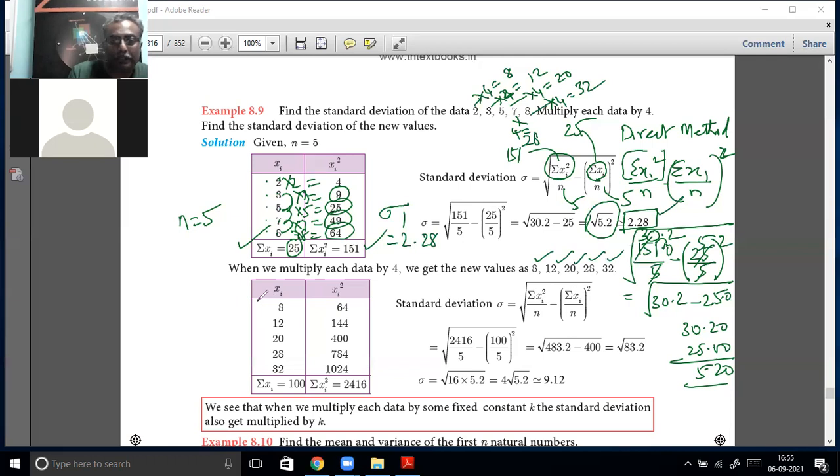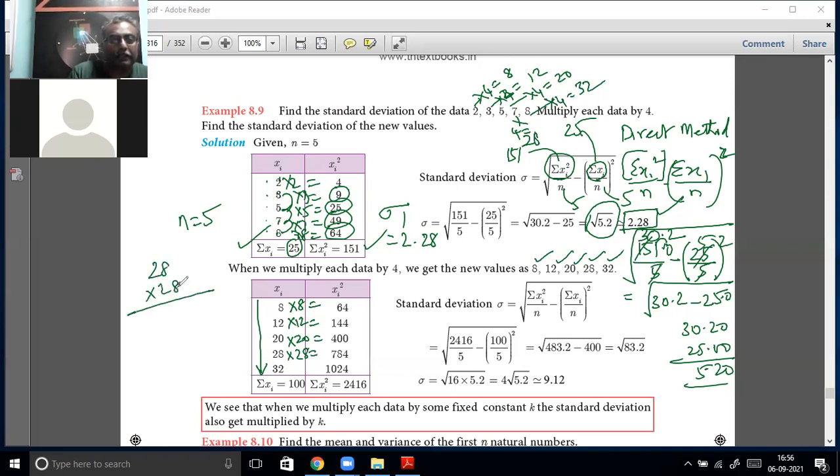Now put these numbers as the new numbers, X of I. Now you calculate X of I squared. 8 into 8, 64, 12 into 12, 144, 20 into 20 is easy, 400. 28 into 28 you should remember. If you don't remember, you can just do this, no problem.